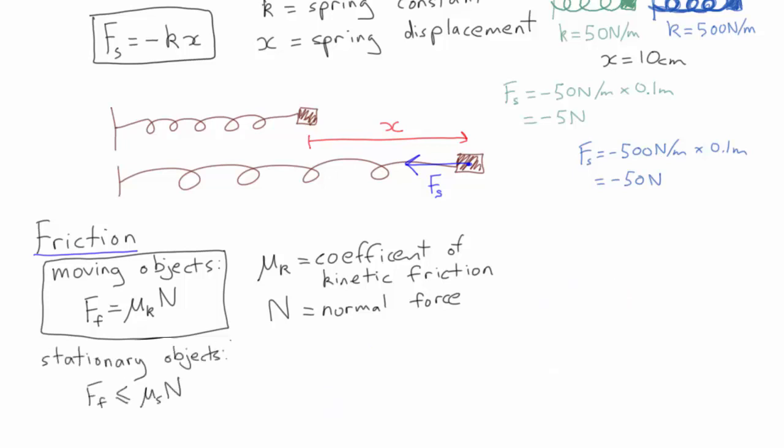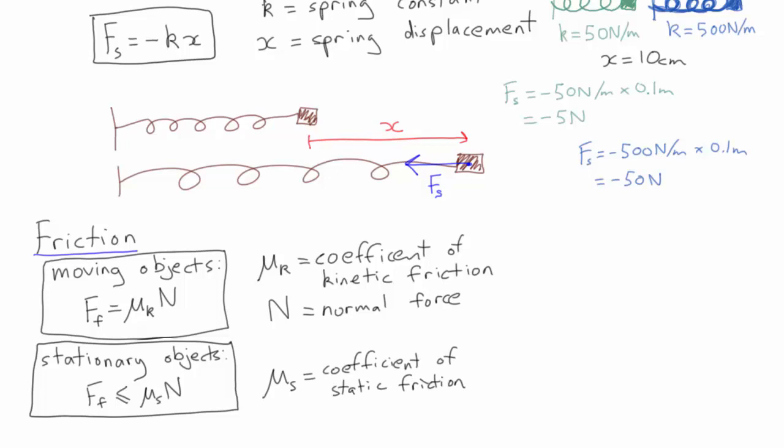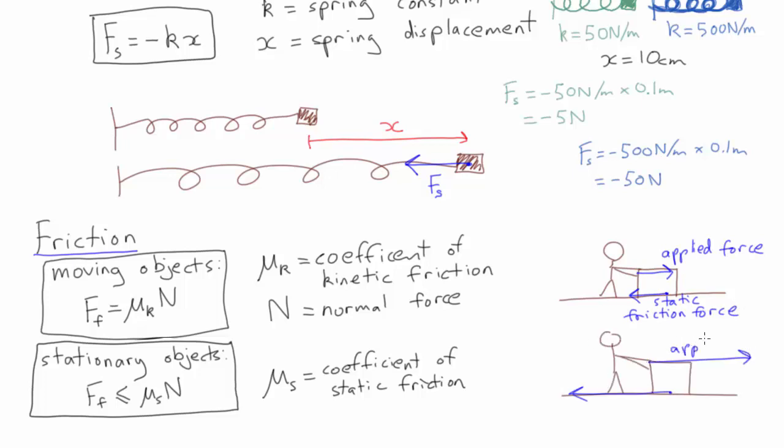For stationary objects, the frictional force is less than or equal to mu s times n. Here mu s is the coefficient of static friction. Mu s is usually greater than mu k. You can see that the main difference between these two equations is the less than or equal sign for the stationary friction. If you imagine you have a really heavy box sitting on the floor, and you apply a small force, the box doesn't move because friction applies an equal and opposite small force. You then apply a large force to the box, and it still doesn't move because the friction force exactly opposes the large force you apply.